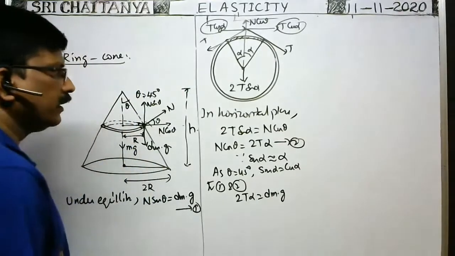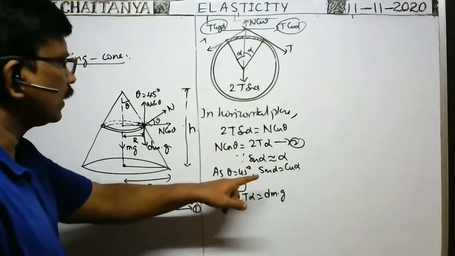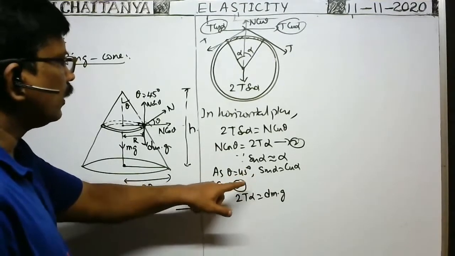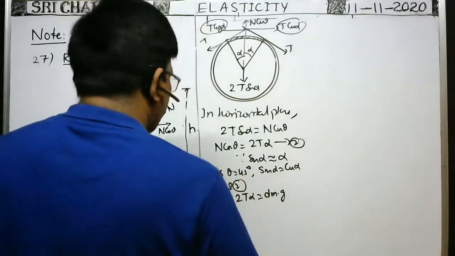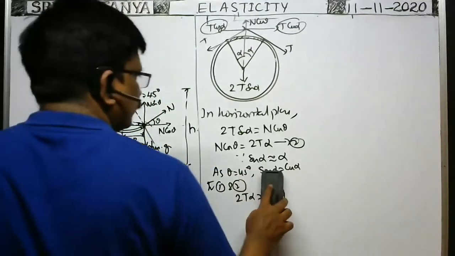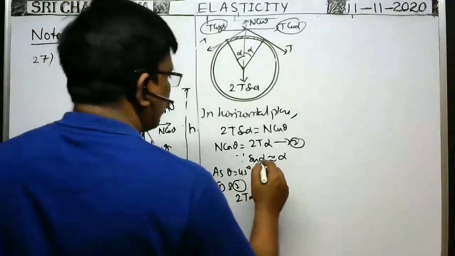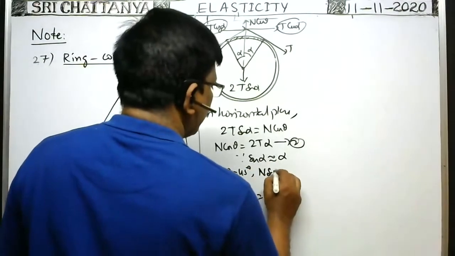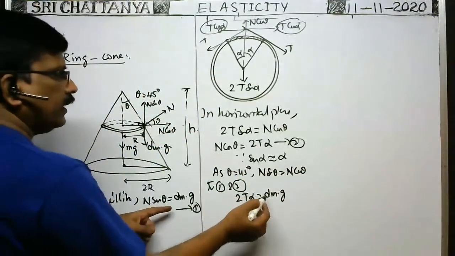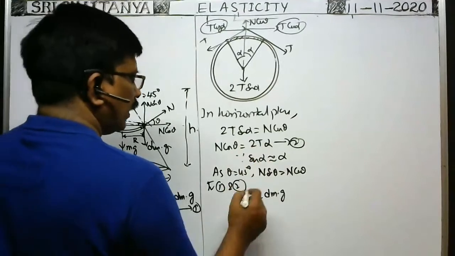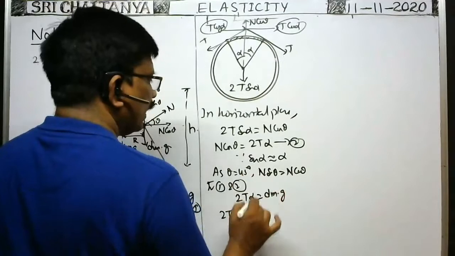Since theta is equal to 45, n cos theta and n sin theta are equal. When theta is equal to 45, sin theta is equal to cos theta, right? Therefore n sin theta is equal to n cos theta. n sin theta is dm into z, n cos theta is 2t into alpha. So 2t alpha is equal to the mass of the element times z.